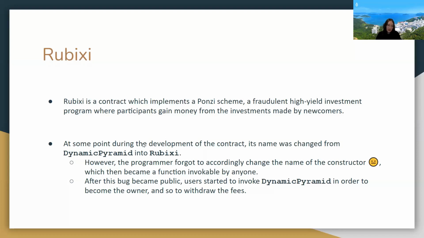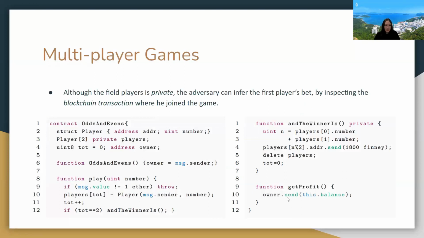After this bug became public, users started to invoke the dynamic pyramid function. Since it wasn't a constructor anymore, it was just a function that can be called by anyone. So anyone could call that function and also withdraw some fees from the contract. So these all are actually real life examples.